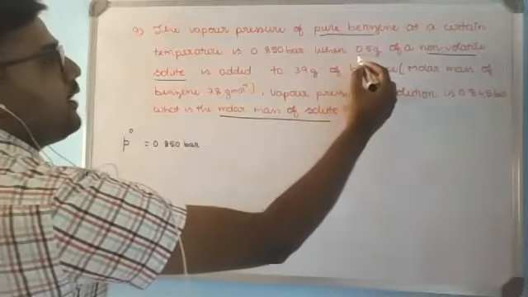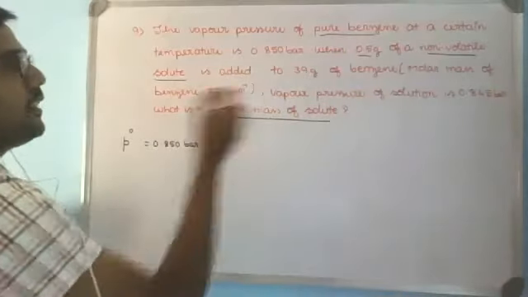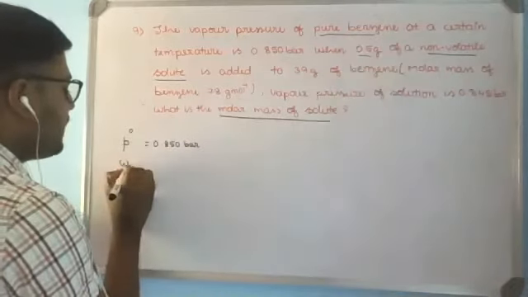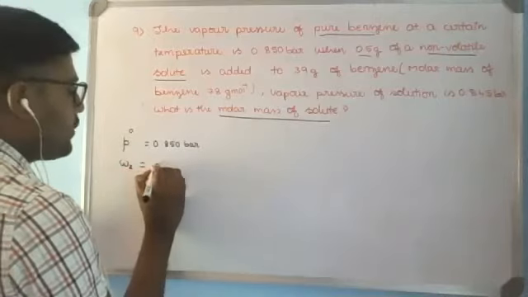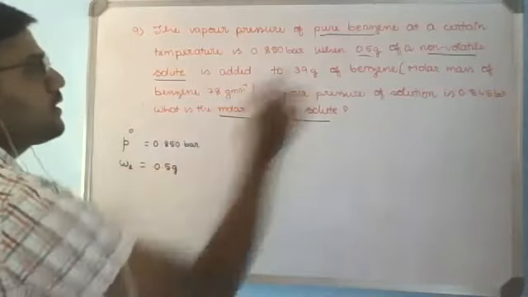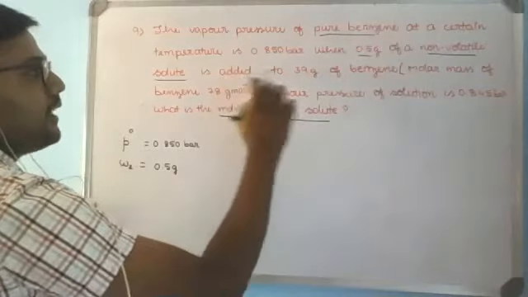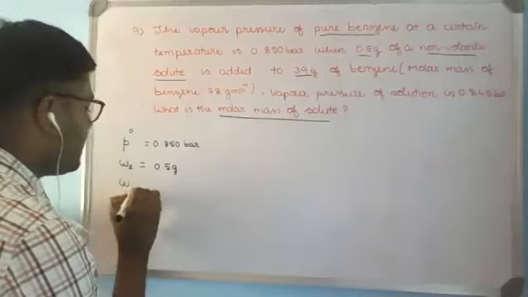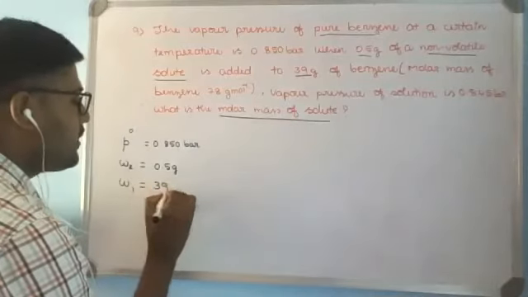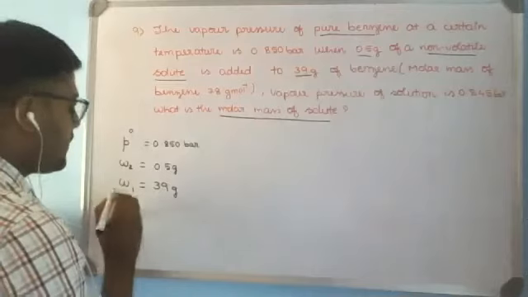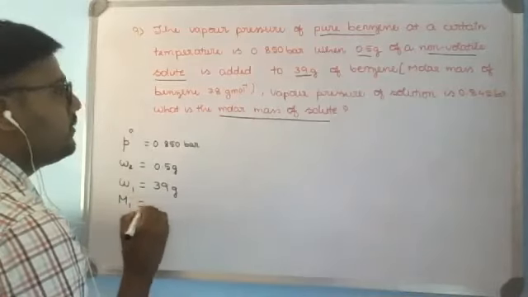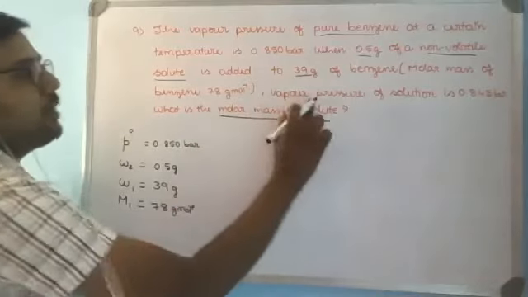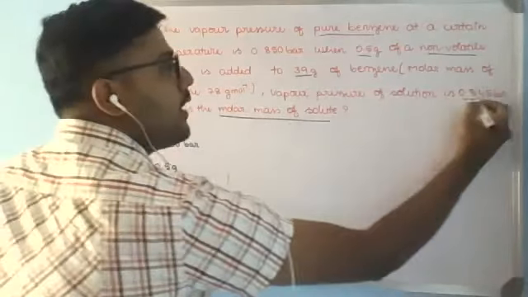When 0.5 grams of non-volatile solute is added, that is, the mass of the solute is given, W2. So 0.5 grams of this non-volatile solute is added to 39 grams of benzene, that is, the mass of benzene is given as 39 grams, with the molar mass of benzene also given, M1, 78 gram per mole. Vapor pressure of solution is 0.845 bar.